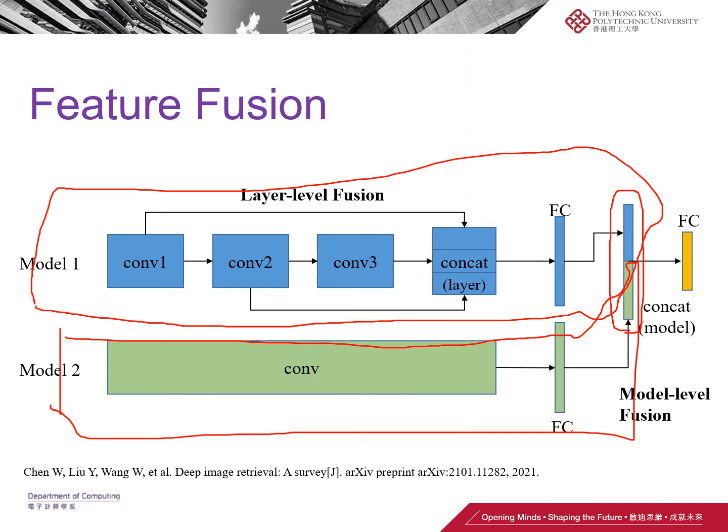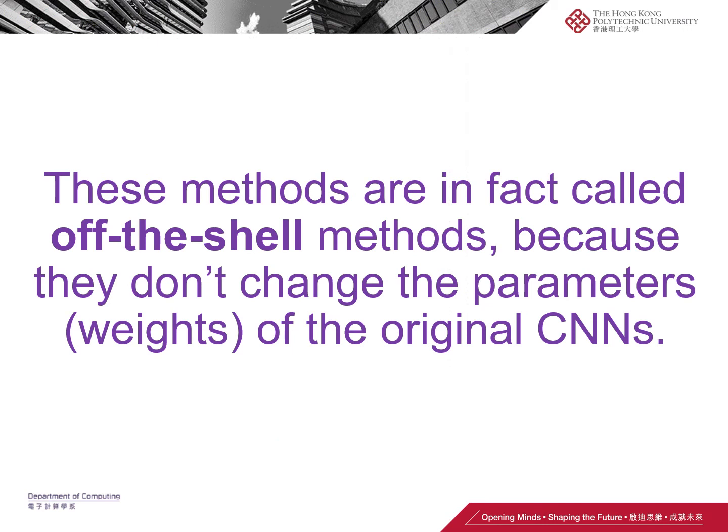And here you don't have to do anything. You just have two or three or more models, and you have multiple feature vectors. By concatenating them together, you have a new feature vector, which is probably more representative. Okay, we have introduced several such methods in which you don't have to change the parameters of the original CNN or the pre-trained models. So these methods are called off-the-shelf because you don't have to go inside to change the parameters.